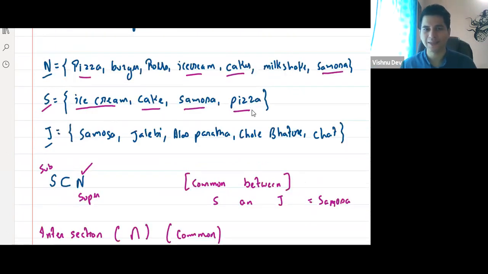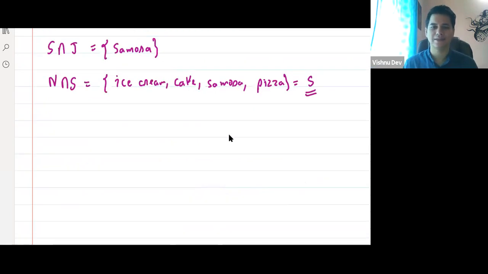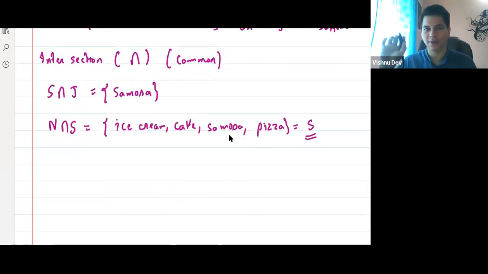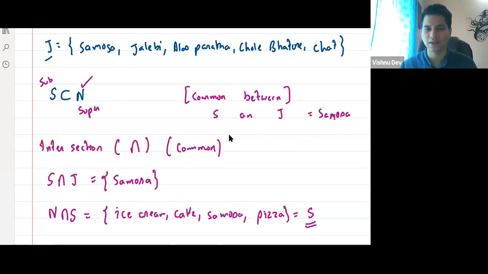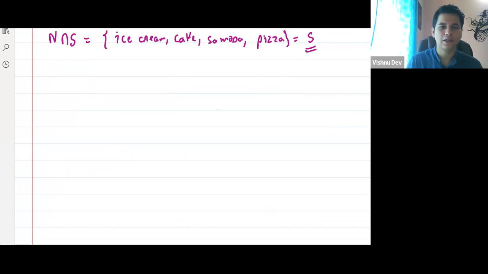Now I'll take the second case. Everyone try to understand this. Intersection is clear. Okay. Now the second such term is called union. Now what does union mean? Tell me, the English meaning of union.